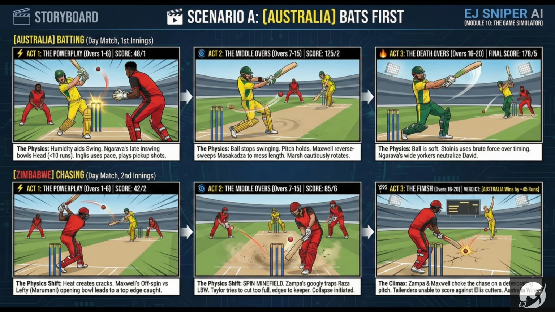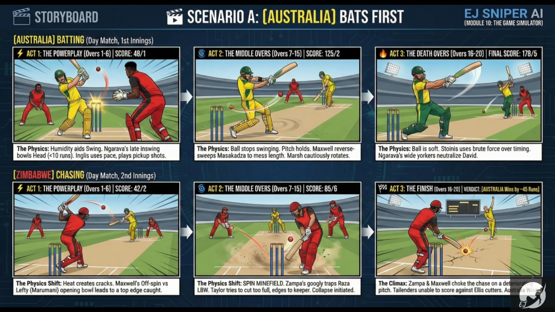The morning humidity helps Ngarava swing the new ball. The result? Travis Head is bowled for single digits. We warned you. But the ship stabilizes. Inglis uses the pace to score boundaries. By the death overs, Marcus Stoinis uses brute force to power the score to a fighting 178.